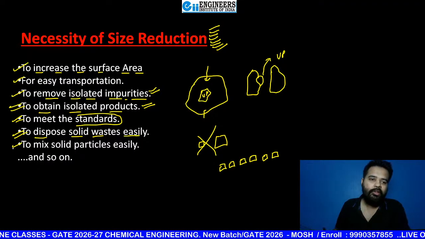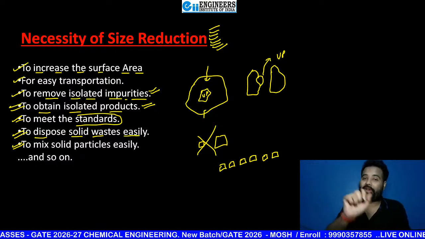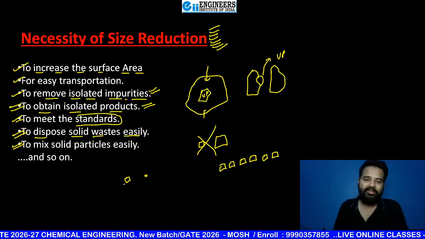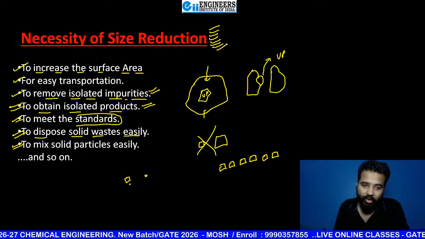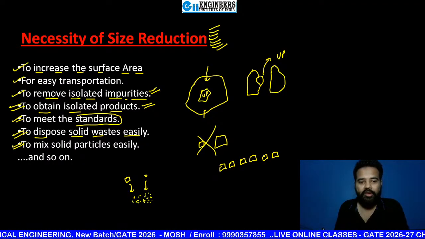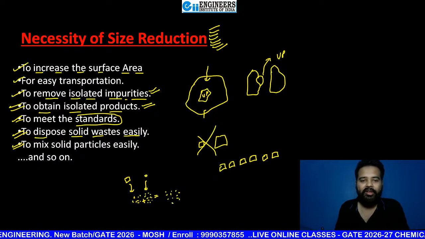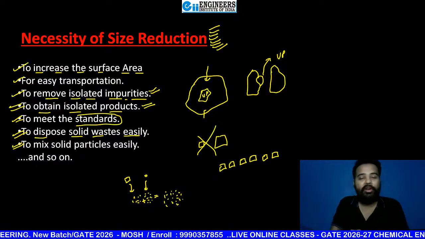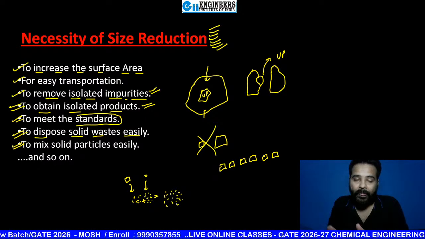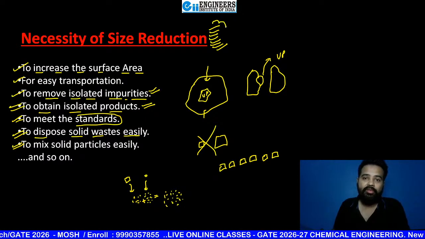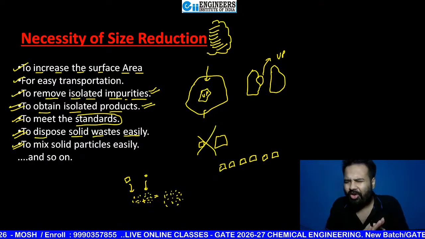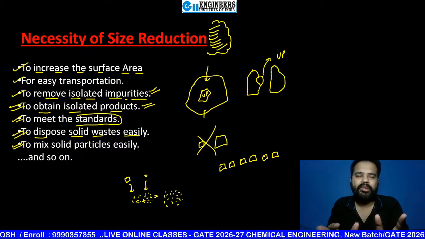To mix solid particles easily, suppose you want to mix salt in sugar. Sugar particles are of this size and salt like this, and you are going to mix. You can't mix them properly. But if you make them further into a finer form, now see, you can mix them properly. So if you want to mix solid in solid in dry form, or with the help of some solvent, size reduction is used there to increase the rate of that process or operation. So in this manner you can see lots of necessity is there.